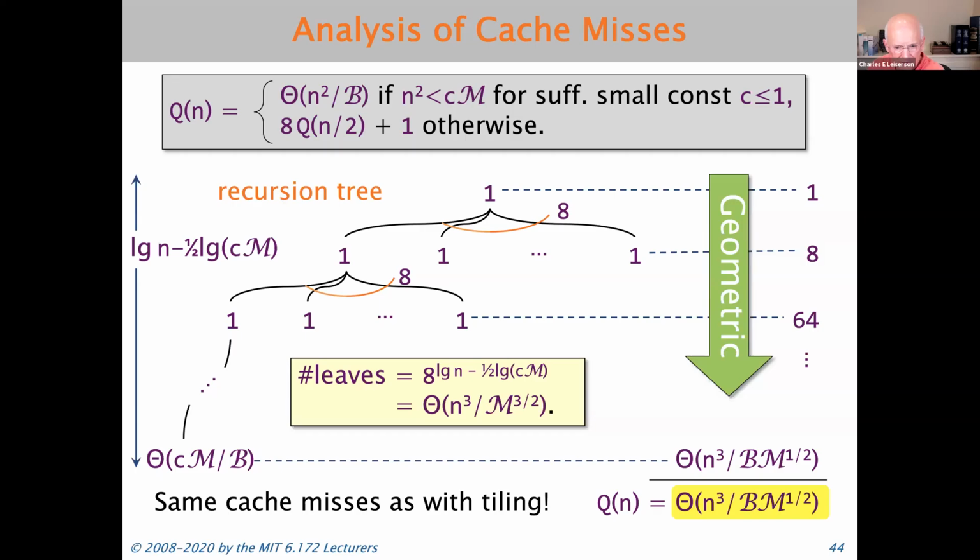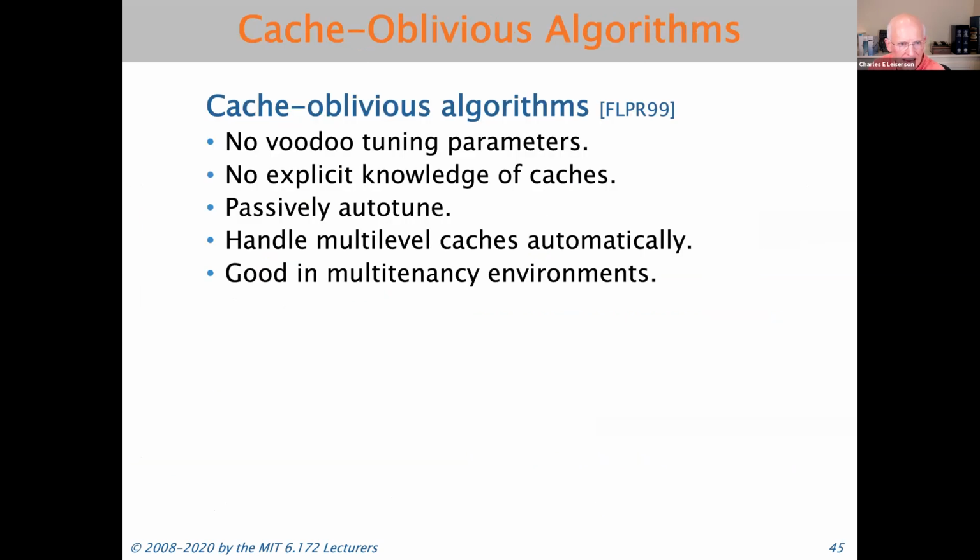Very cool. So what happened to the tuning parameter S? Well, there is no tuning parameter here. The algorithm didn't need it. It's oblivious to the caching parameters, but it still uses the cache optimally. And so an algorithm like this is called a cache oblivious algorithm. They were invented about 20 years ago, and I'm proud that I am the L in FLPR.